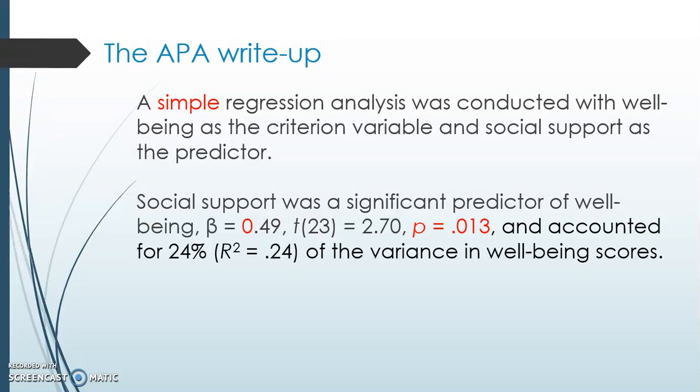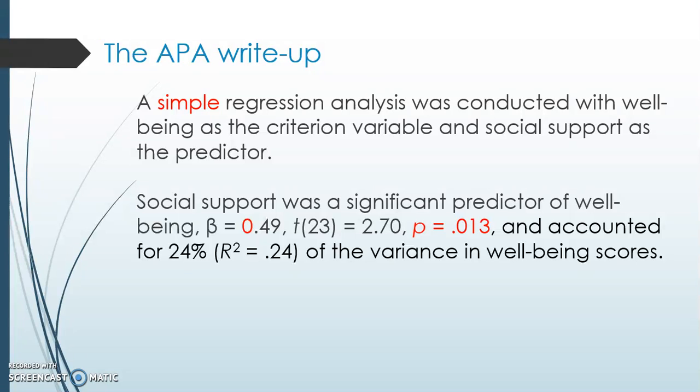So taking a look at the write-ups, this is the exact same, well, close to the same verbiage that Yaki used in the text. So we would say that a simple regression analysis, I put simple in red because I added that word to it because I think that helps to clarify things. So a simple regression analysis was conducted with well-being as the criterion variable and social support as the predictor. Then you go on to describe the actual statistics.